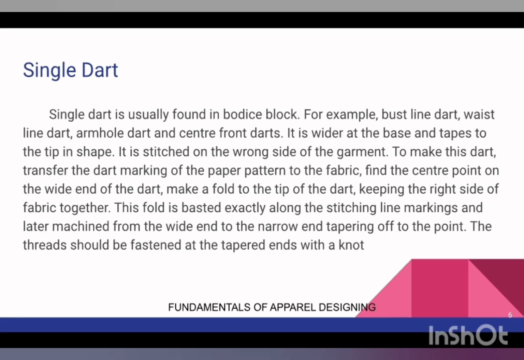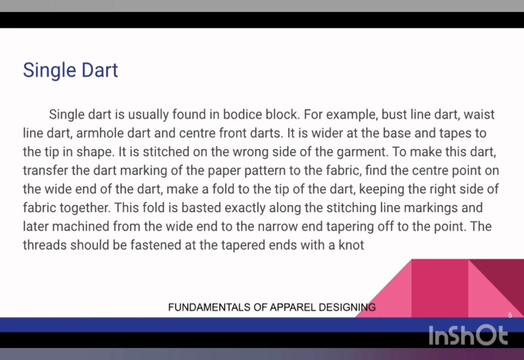Next, single dart. A single dart is usually found in the body block. For example, bust-line dart, waistline dart, armhole dart, and center front dart. It is wider at the base and tapers off to the tip in shape. It is stitched on the wrong side of the garment.